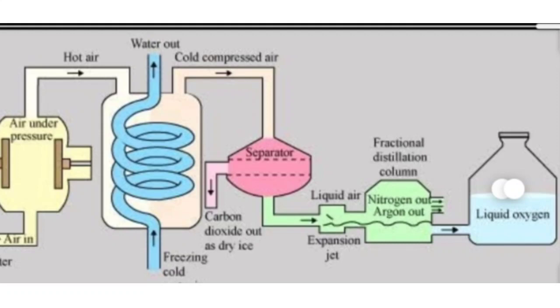That is the fourth tank. In the fourth tank, based on the boiling points, nitrogen and argon gases go out. The remaining gas is oxygen. Oxygen gas goes to the final tank, which holds liquid oxygen. We finally get liquid oxygen. This method is known as the separation of components of air.